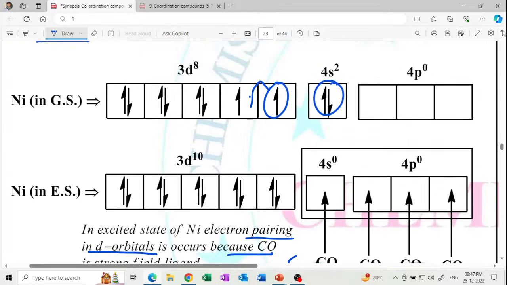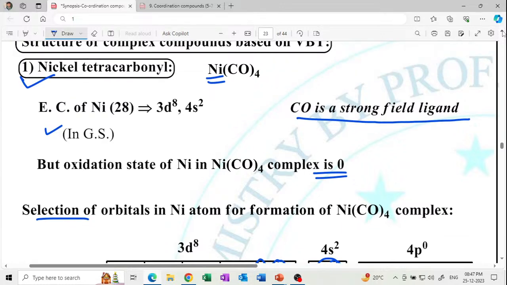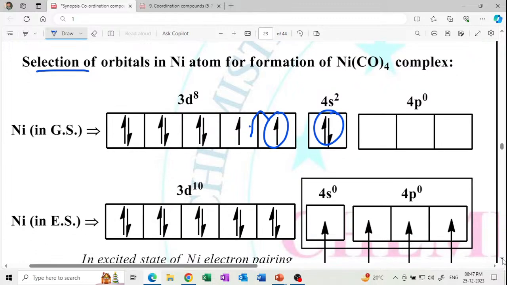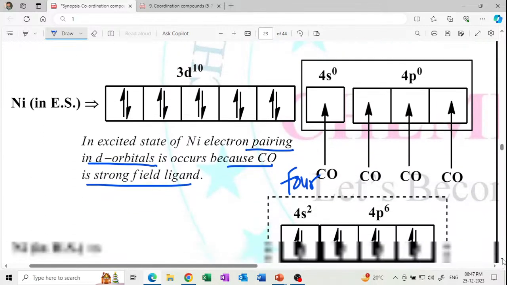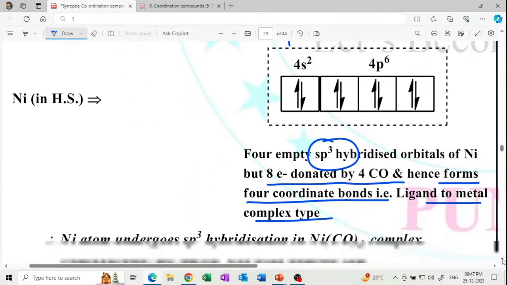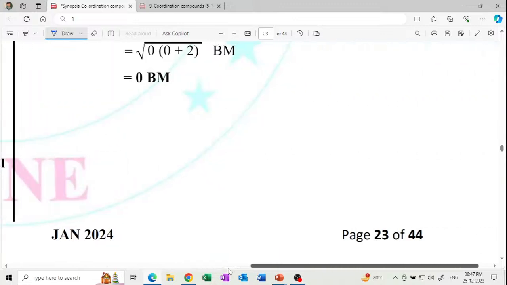Clear? Check and understand. Okay, first write the oxidation state and electronic configuration. First write the electronic configuration, then after the electronic configuration, the oxidation state, selection of orbitals, and then pairing takes place because carbon monoxide, the carbonyl, is a strong field ligand. So the pairing takes place before hybridization. So the nickel atom undergoes sp3 hybridization in nickel tetracarbonyl. Get it? That's the type of hybridization.